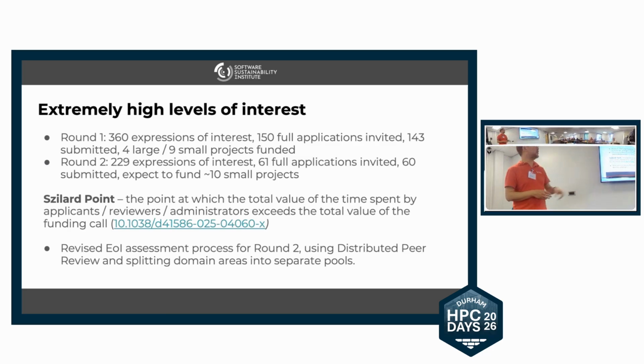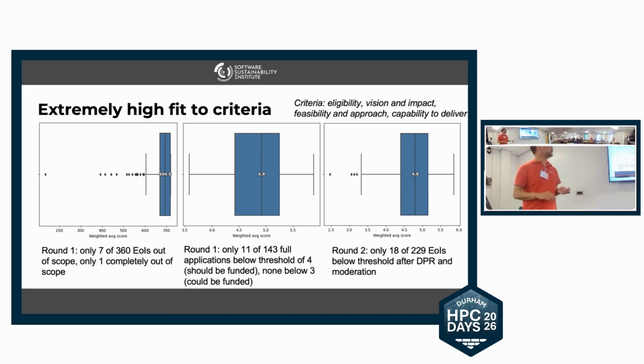There is this concept of a SLASO point. It's the point at which the total value of the time spent by the applicants, the reviewers, and the administrators exceeds the total value of the funding call. And this is the thing that I really care about. So can we make it more efficient? Because we can look at this, and one of the big problems is you go across the scoring, and in our first round of the expressions of interest, we looked across this.